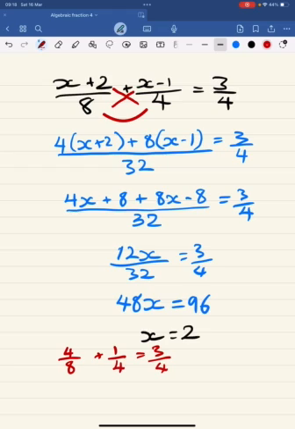And of course you can see I would simplify that to become 2/4 plus 1/4, and that does work out to be 3/4. So always just do yourself a favour and double check your workings.